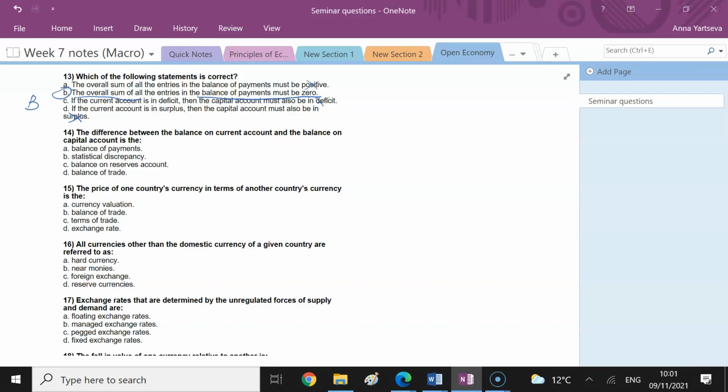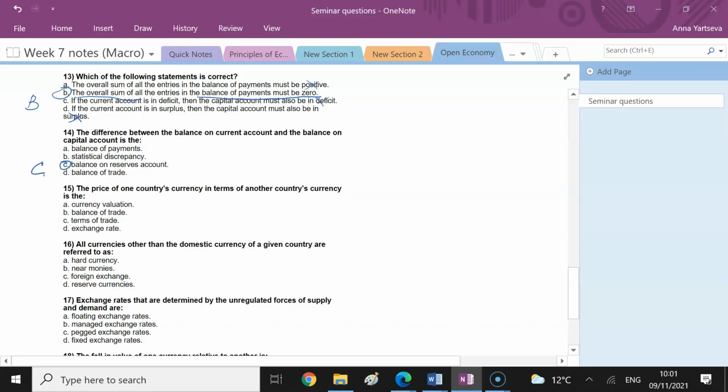The difference between the balance on current account and the balance on capital account is the balance of reserves account, C. Which means that generally, if we run a combined deficit on both current and capital account, we will have to draw on our reserves. It has to be compensated with our reserves. The balance on reserves account needs to cover any deficits or surpluses on the two other major accounts, current account and capital account.